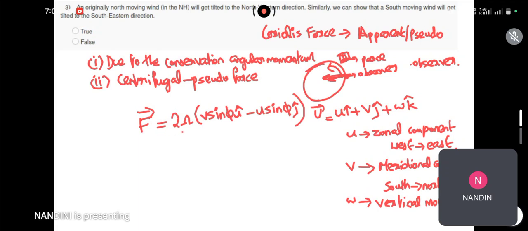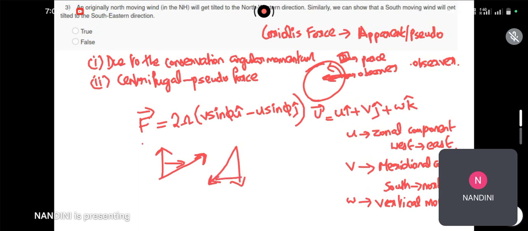So what does this basically mean? What the Coriolis force means is that if a body is moving in the south-north direction, the Coriolis force will start acting in the i direction, or west-east direction. If it is moving in the positive V direction, it will become like this. If it is moving in the negative V direction, north to south, then the Coriolis force will act in the negative i direction, or east to west.